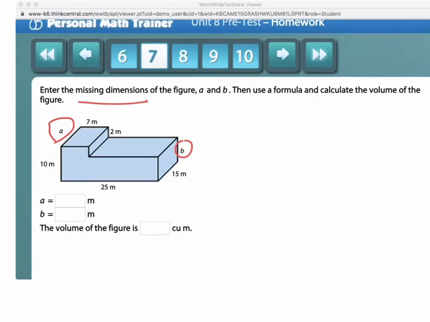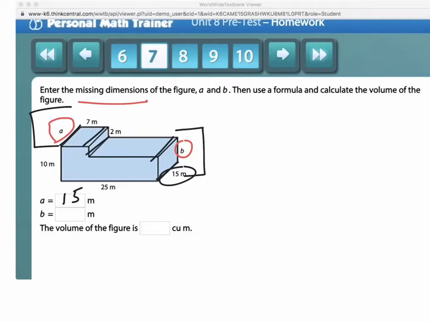All right, double part problem here. First thing, they don't give us the dimension for the width A or the height B of these parts of the composite shapes. So we're gonna have to figure those out. So first thing you're gonna do is you look parallel to this. So look parallel to A. I don't see a measurement. I don't see a measurement. I don't see a measurement. I don't see a measurement. I do see a measurement. Any measurement that's parallel is going to be the same. So A has to be 15 meters.